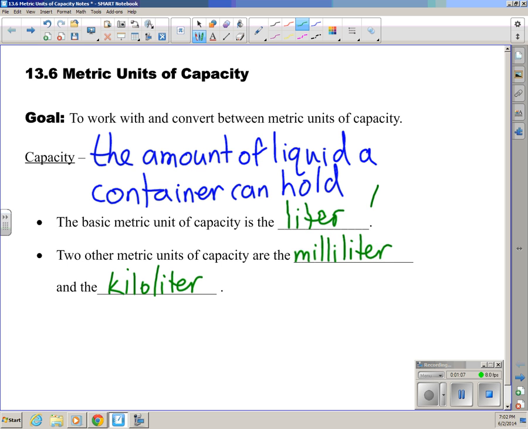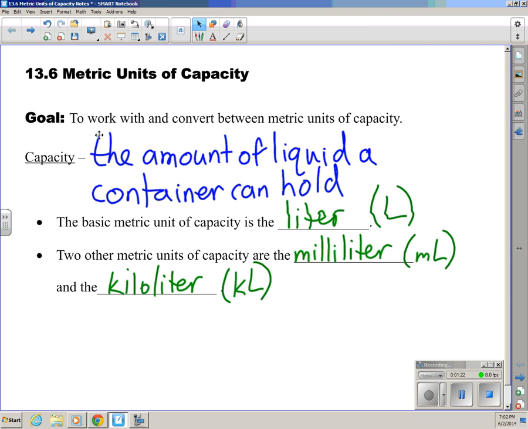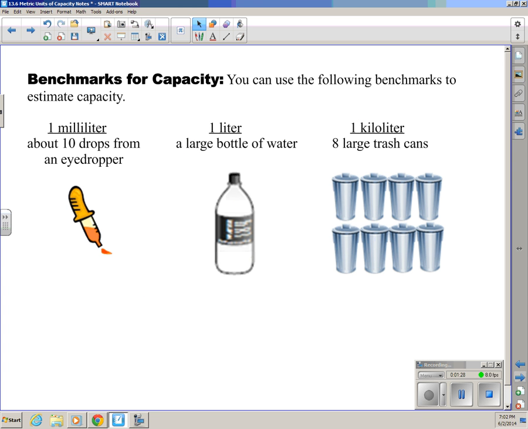Okay, liter is abbreviated with a capital L. Milliliter is a lowercase m and then an uppercase L. And kiloliter is a lowercase k and an uppercase L. So you will see those abbreviations through the lesson. Benchmarks for capacity, you can use them to help you estimate about what you have. So 1 milliliter is about 10 drops from an eyedropper. 1 liter is 1 large bottle of water, and 1 kiloliter is 8 large trash cans. So you can use that to help you determine and estimate capacity.